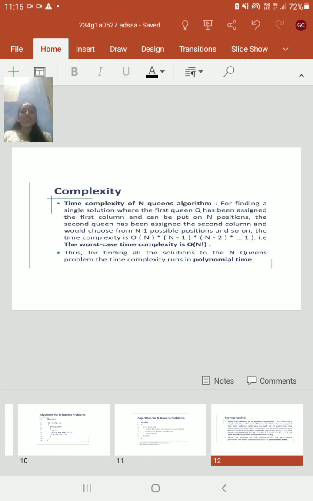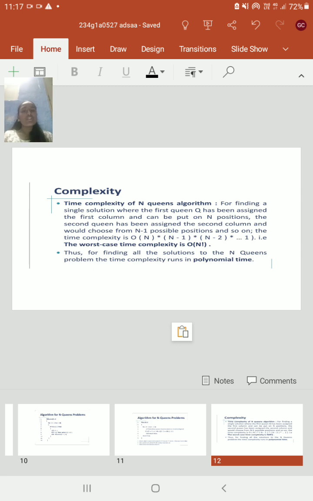Complexity. The time complexity of the n queen algorithm for finding a single solution, where the first queen q has been assigned the first column and can be put in n positions. The second queen has been assigned the second column and would choose from n minus 1 possible positions, and so on. The time complexity is big O of n into n minus 1 into n minus 2 and so on to 1. That is, the worst case time complexity of the n queen problem is big O of n factorial.